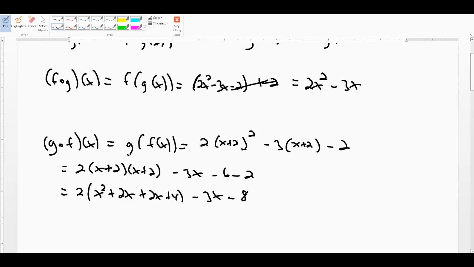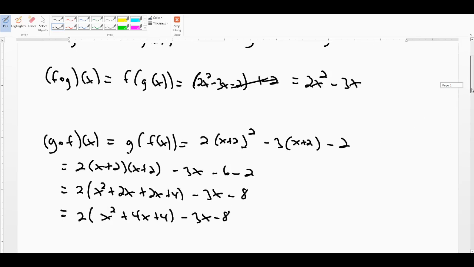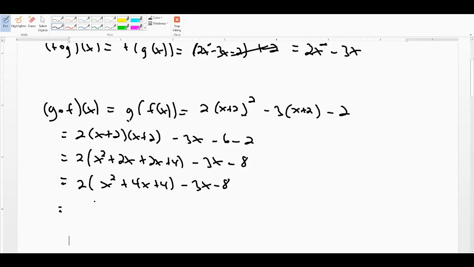By the way, I can go ahead and do negative 6 minus 2. What is negative 6 minus 2? That's negative 8. I can go ahead and combine like terms inside parentheses. We get x squared plus 4x plus 4. Bringing down these two terms, and then distribute the 2. We get 2x squared plus 8x plus 8 minus 3x minus 8. Then combine like terms. We get 2x squared, 8x minus 3x is 5x, and then 8 minus 8 is 0. So that's your answer for g of f of x.